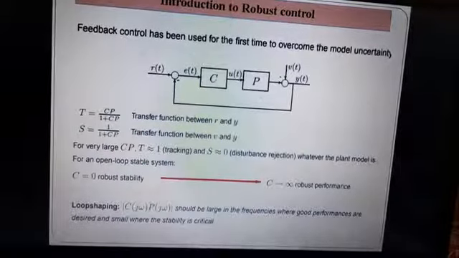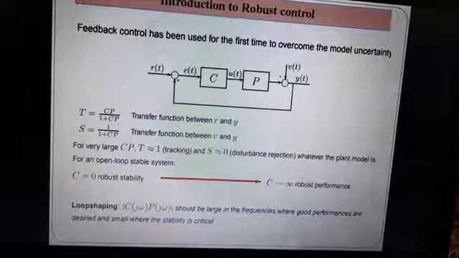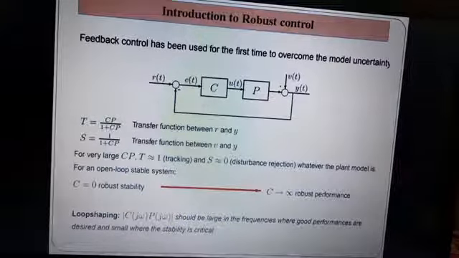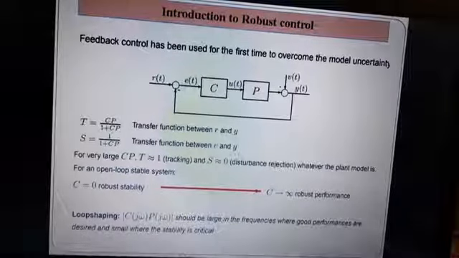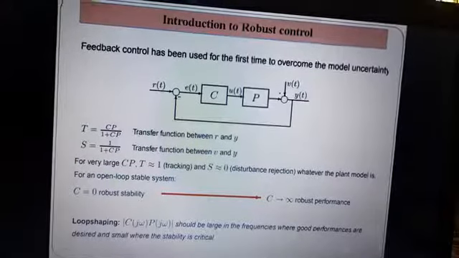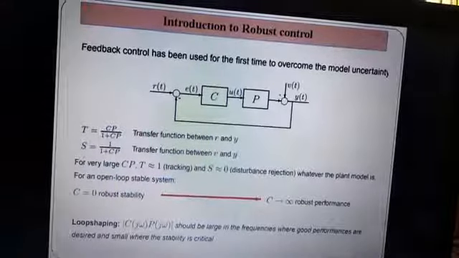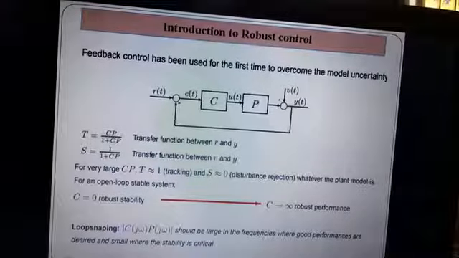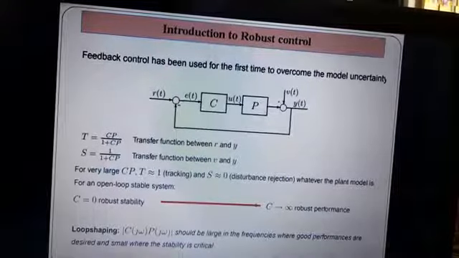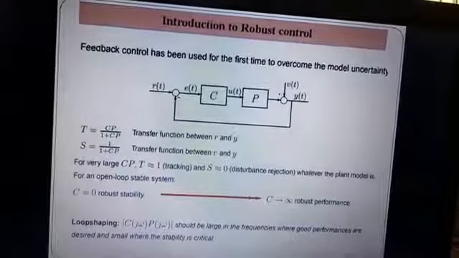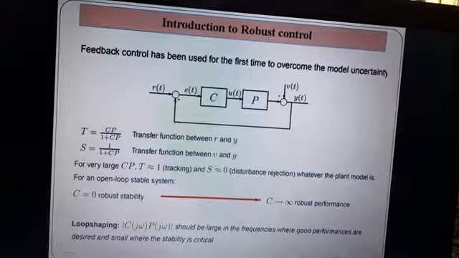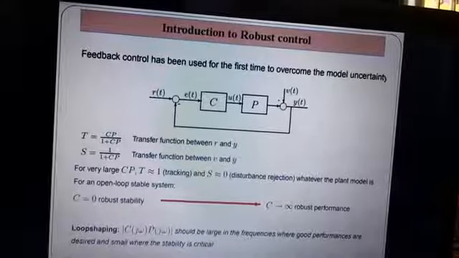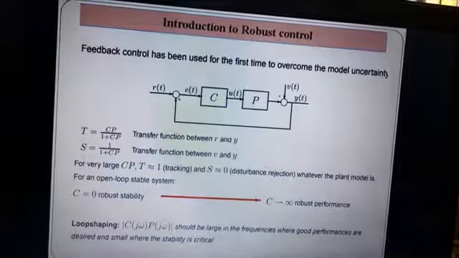In a control system, these two are very popular control objectives. One is reference tracking, the other one is the disturbance rejection problem. Now you need to mention what kind of controller you are designing for your system, whether it's a tracking control or a disturbance rejection control. It is obvious that tracking T has to be near about 1, and in case of disturbance rejection, your S term should be near about 0. Only then will your plant model behave exactly the way you want.